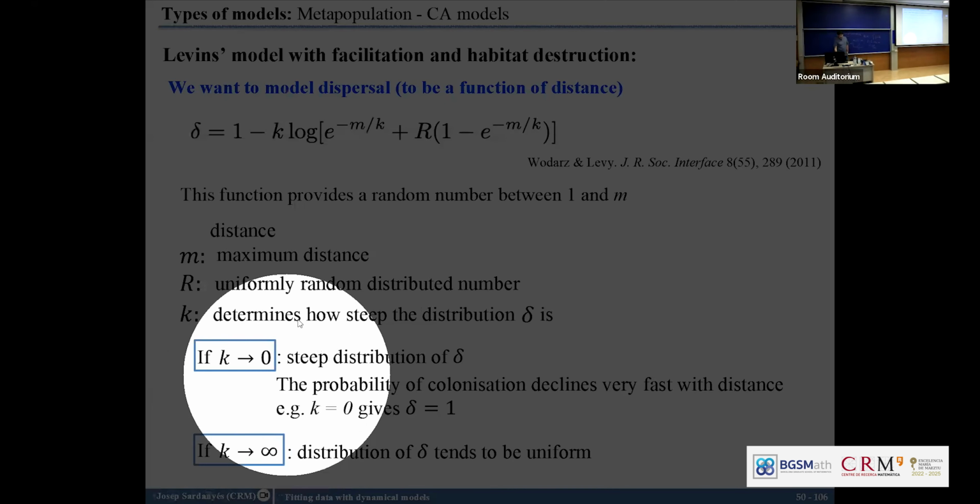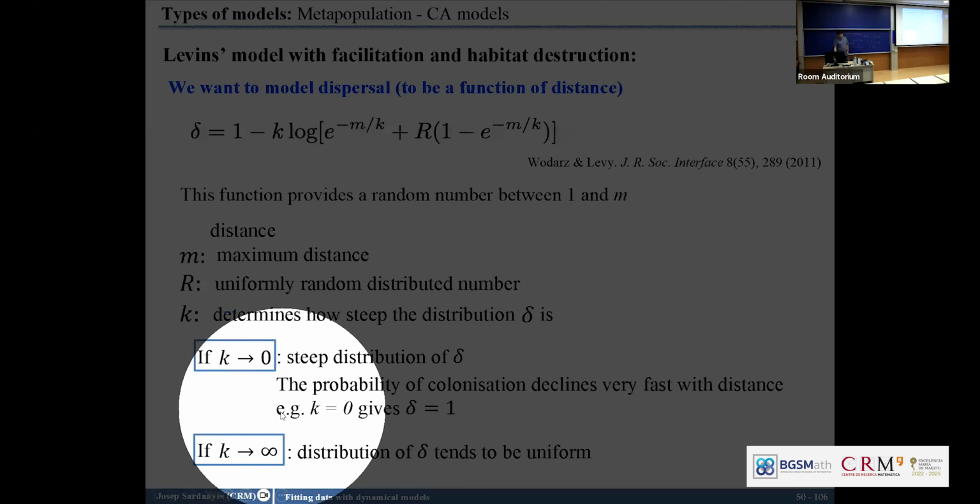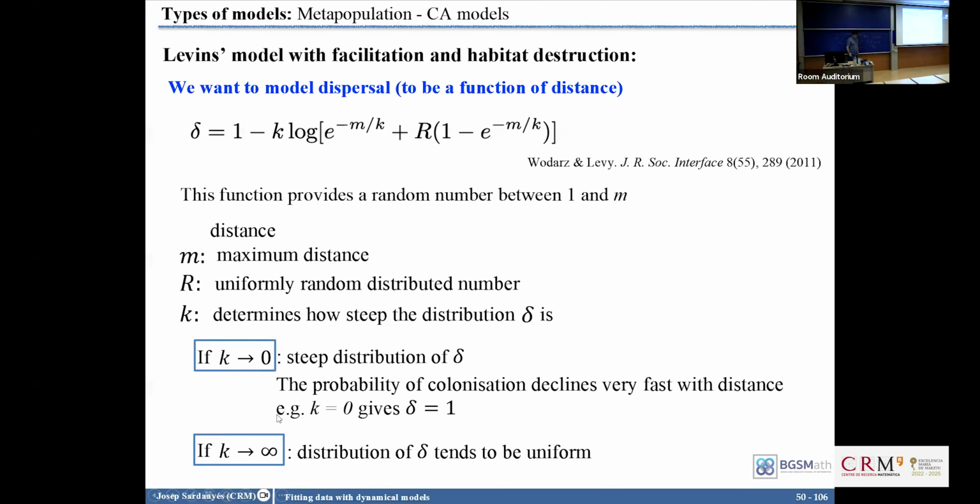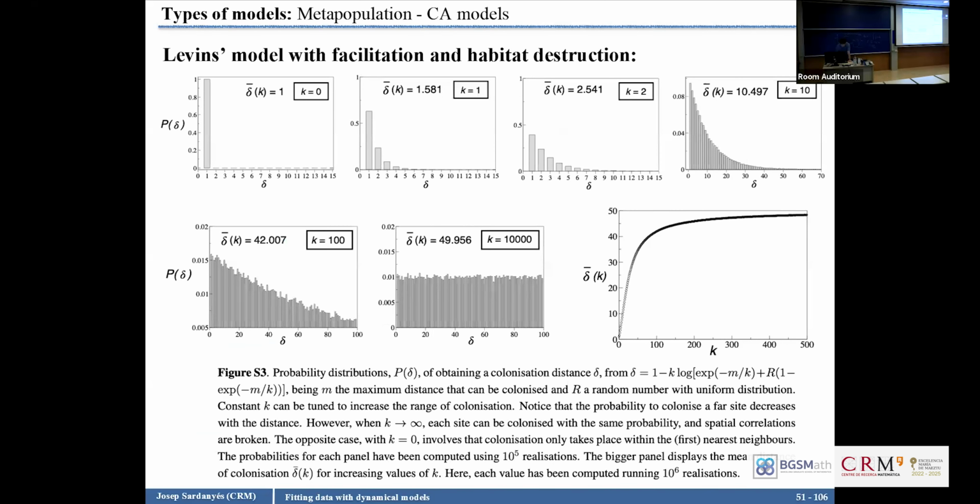If K tends to infinity, or if you make K increase a lot, then this effect of the probability of moving decreasing with distance disappears. And then you can move to any distance with the same probability. And you have a uniform distribution. Okay? So an image is better than 1,000 words.